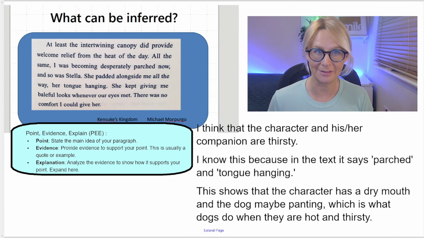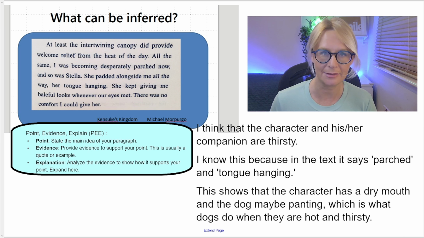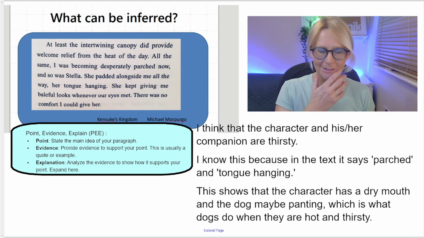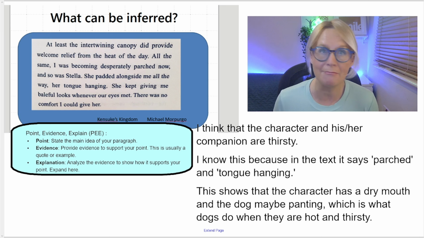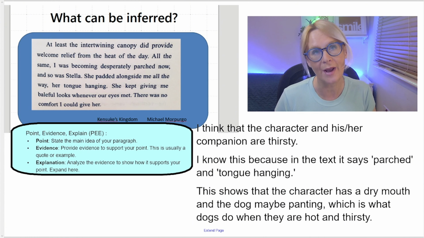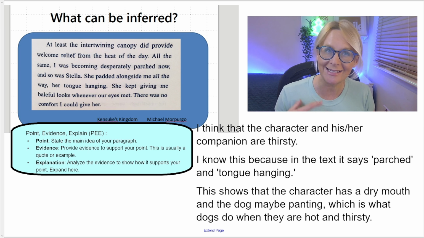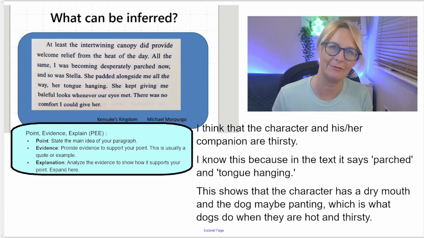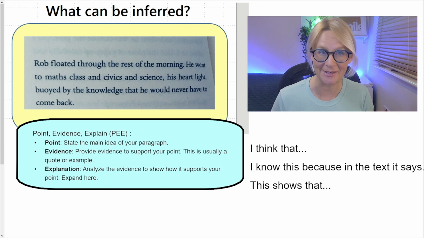That is inference, and that is a good way to answer a longer question in the SATs paper, in GCSEs, this kind of thing. Inference is something that comes naturally to many of us when we read. A lot of us infer details in life, but it doesn't always come naturally to lots of children. We have to actively teach them to be able to infer, to better their answers and better their understanding of text. I'm going to leave it on this one for you.